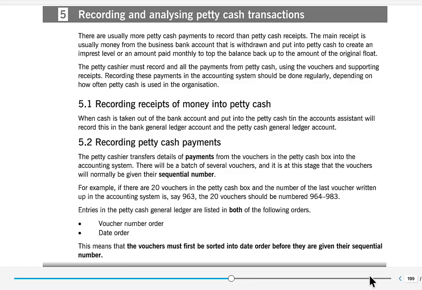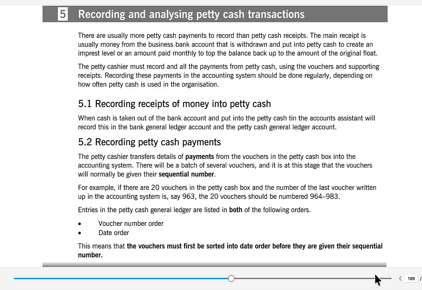Quick preview of what comes next, without explaining it yet. Lesson 5 is the introduction. After this, the book goes into 2 detailed parts. Lesson 5.1 will focus on recording receipts of money into petty cash, meaning when cash enters the petty cash box. Lesson 5.2 will focus on recording petty cash payments, meaning when petty cash pays out for expenses. We will do those step by step in the next lessons. For now, make sure you understand the big picture of Lesson 5. Petty cash must be recorded, petty cash must be analyzed, and petty cash must be supported by vouchers and receipts. If you're ready, we can go to Lesson 5.1 next.